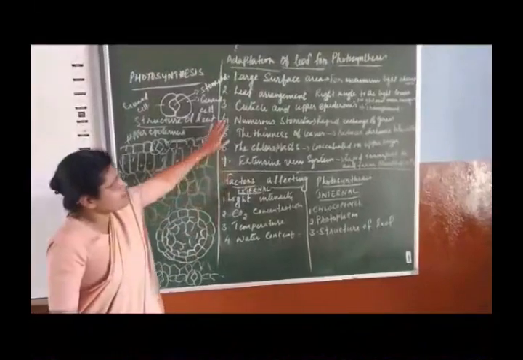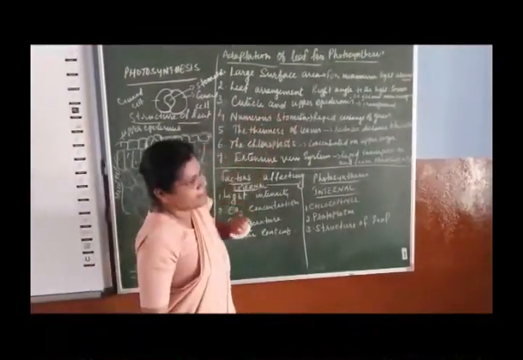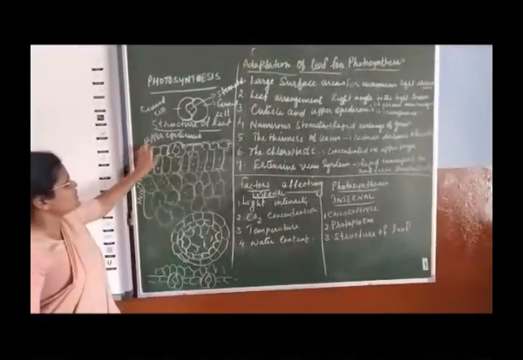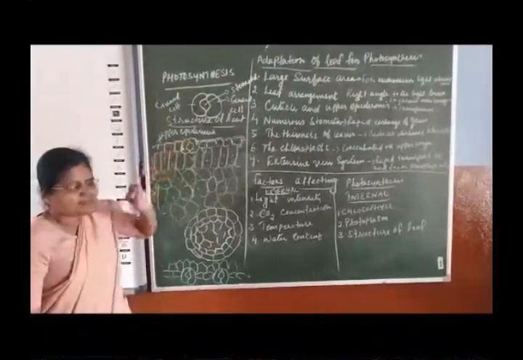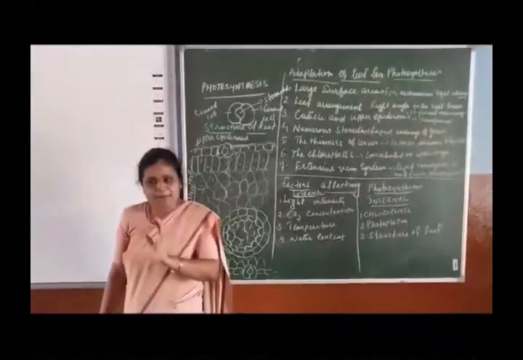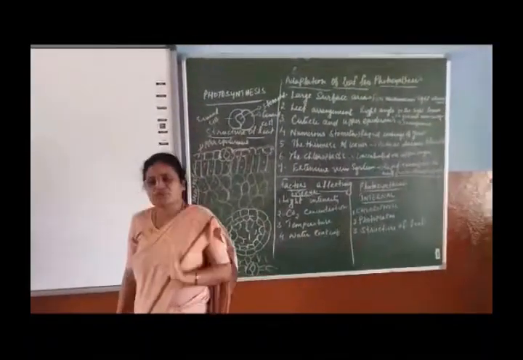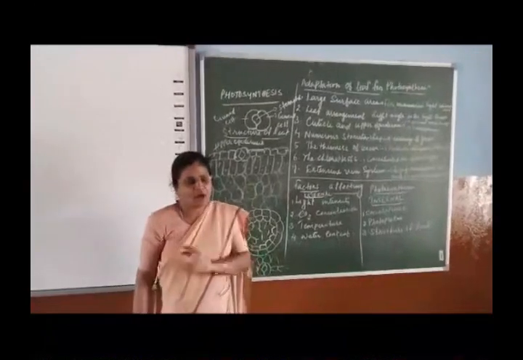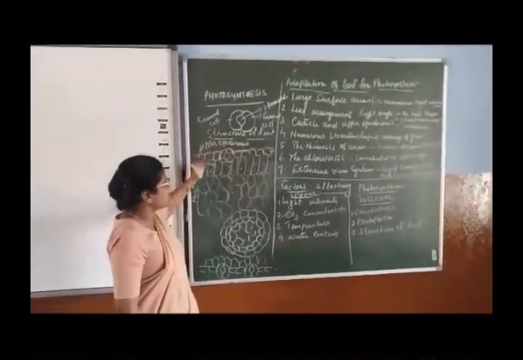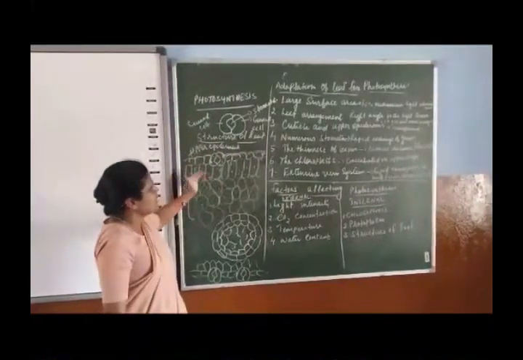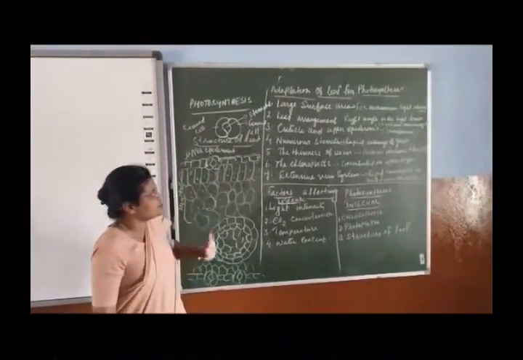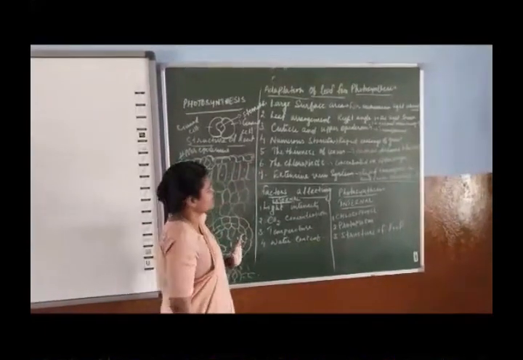The third is the cuticle and the upper epidermis. Now, the cuticle present on the upper epidermis is waxy and transparent in nature, and normally light passes through a transparent surface, not an opaque one. Because of its transparent nature, it's easy for the light to pass through and go into the mesophyll tissue, and thus it enhances the efficiency of photosynthesis.